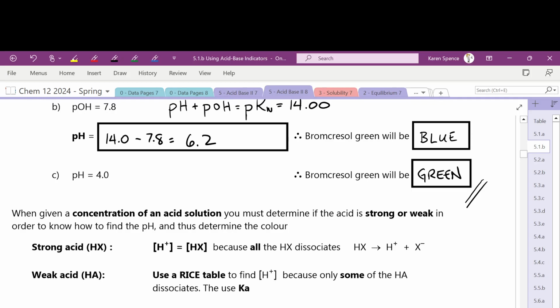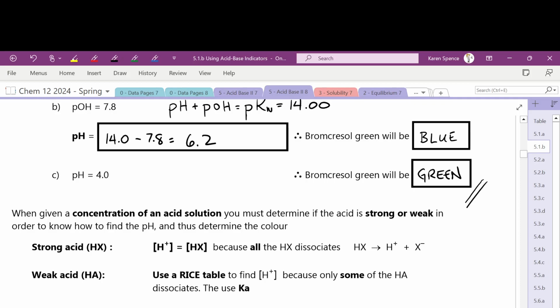Basically, the next part is just like, if you're given an acid solution, you have to remember to ask yourself, is it strong or is it weak? If it's weak, what tools do you need to use? Rice and Ka. Yes. Okay.